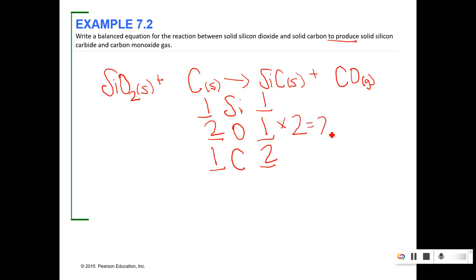I'm going to multiply oxygen by 2, because then I have 2 on both sides. When I did that, I affected my carbon in CO. Now I have 2 carbons there, plus the carbon in silicon carbide. So now I have 3 carbons on the product side, not just 2, 3. So I need to multiply the carbon on the reactant side by 3. And now it's balanced.